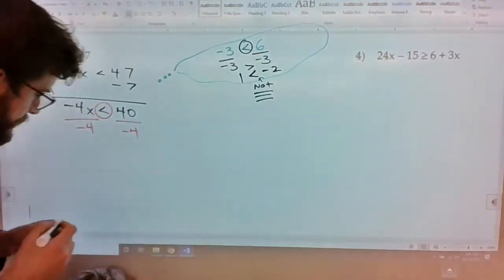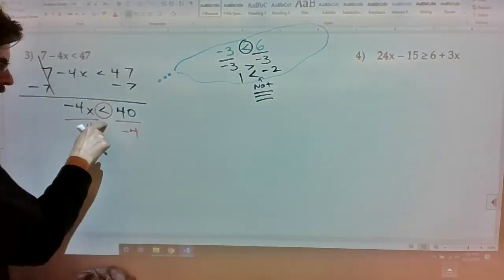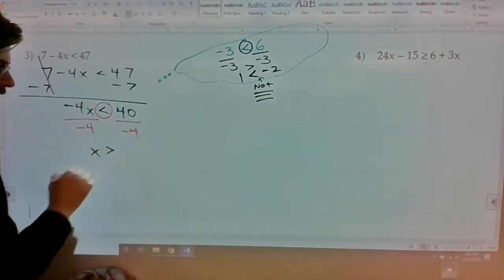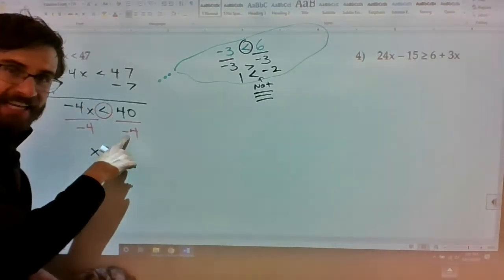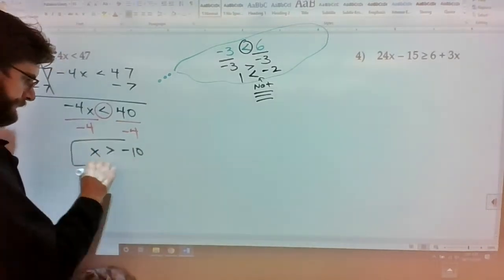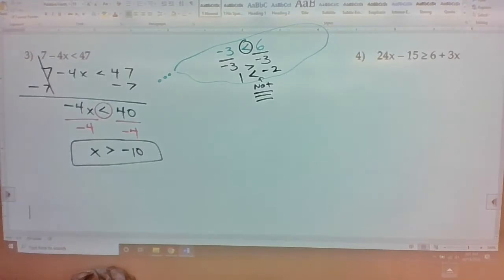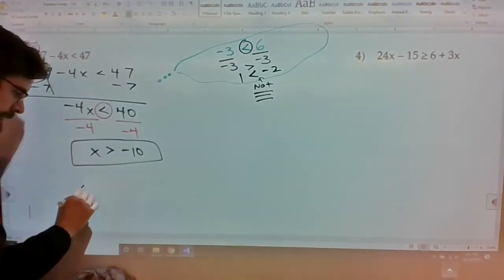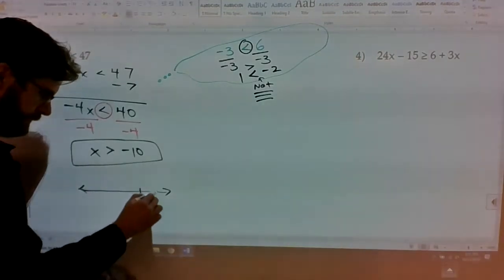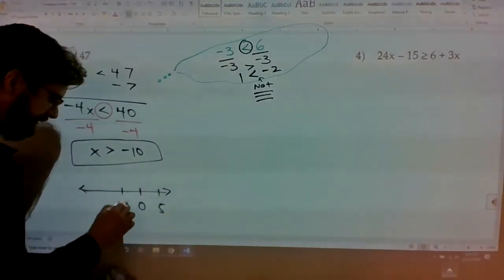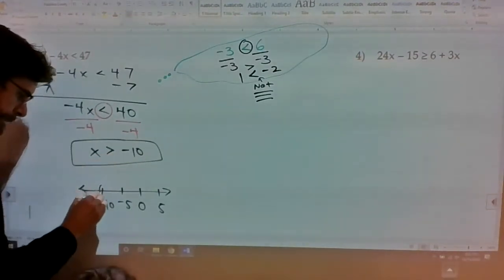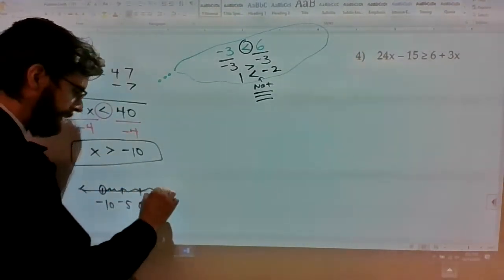So here's what we're going to do. We divided by a negative. We're going to flip less than to greater than. And it's all because I divided by a negative on the bottom. All right. The graph on the number line, I think I'm going to skip count by 5s. 5, -5, -10. Open circle. Everything to the right.